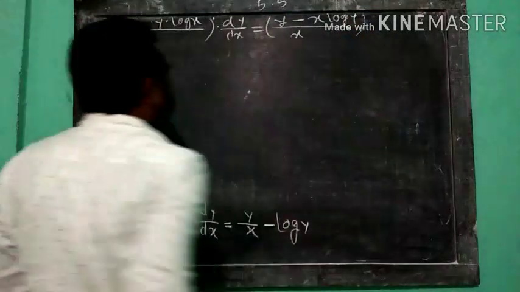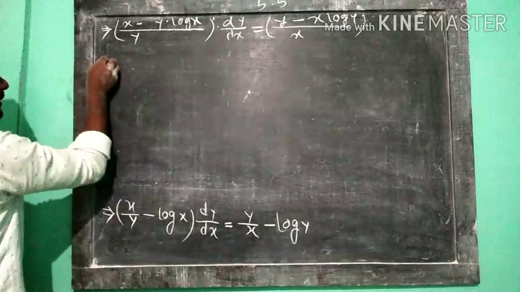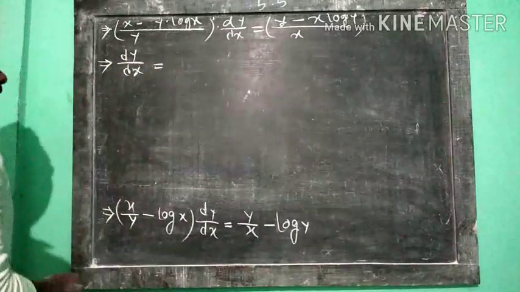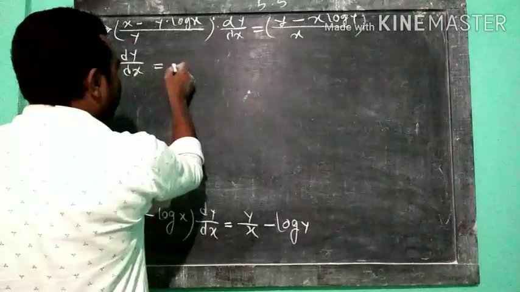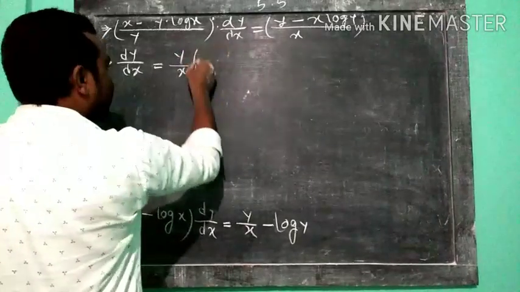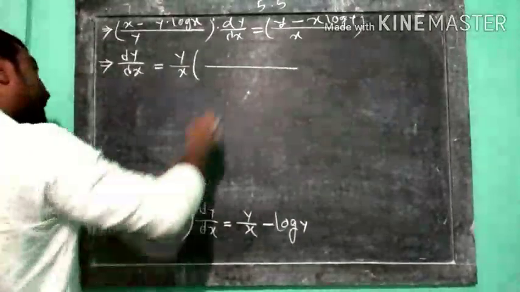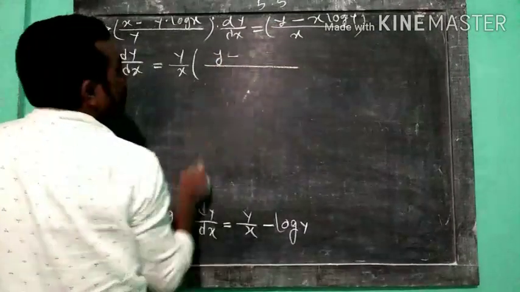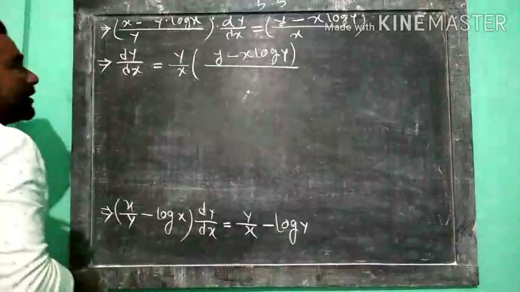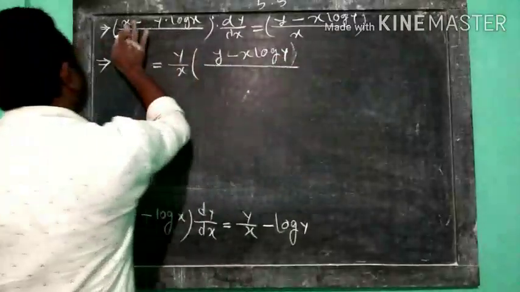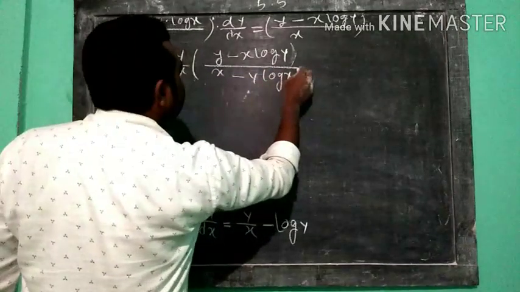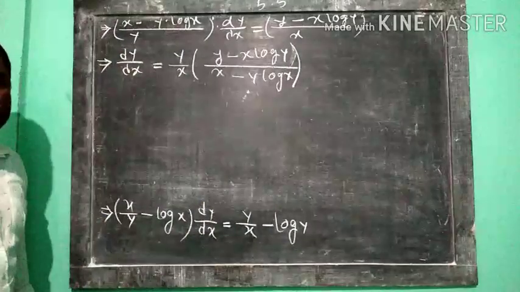So now we are going to find dy/dx. dy/dx is equal to y by x whole into, in the upper side, y minus x log y, divided by x minus y log x. This is the answer.